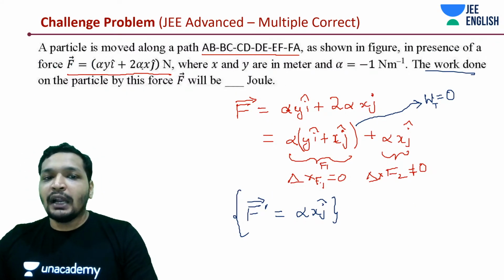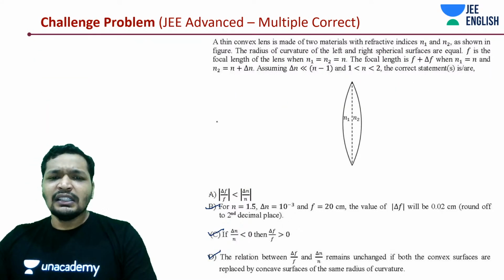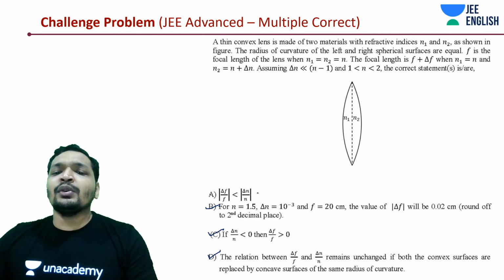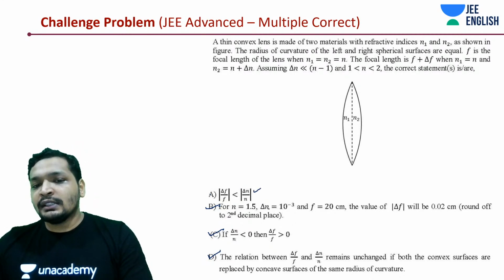But what is the thing to notice? Alpha y i cap and 2 alpha x j cap. Very, very tiny things like this. Here, what is the thing that you need to analyze? Delta f by f and delta n by n relation. A says so, C says so, and D says so.